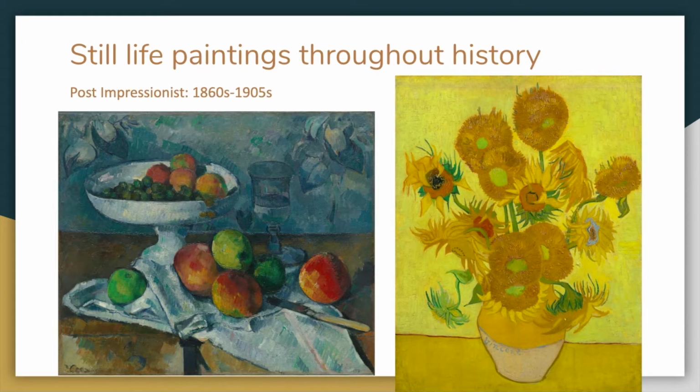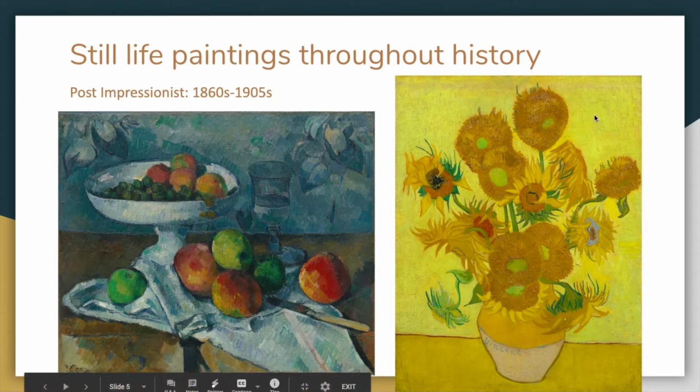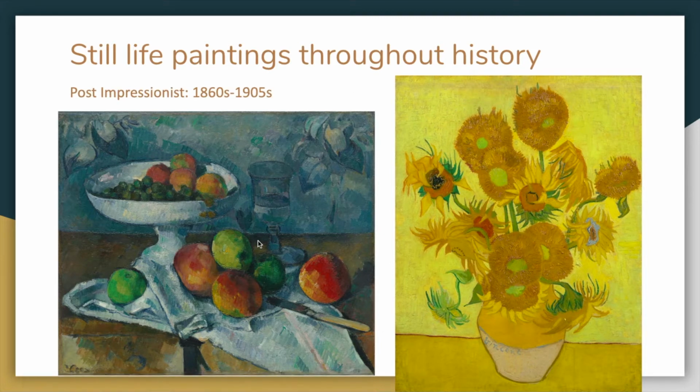As you move throughout history into the post-impressionist era, where the artist Vincent van Gogh would be considered an artist during this time, here's his still life painting of a bouquet of sunflowers. And over here is the artist Paul Cézanne, whose work, as opposed to the previous paintings, is not as realistic. It's a little bit more abstract. You can see the brush strokes. I really like his work a lot.